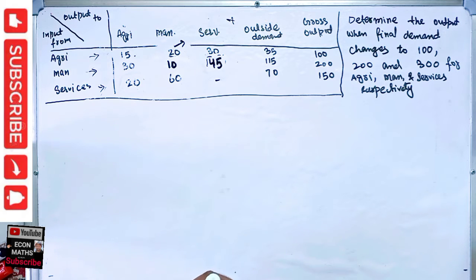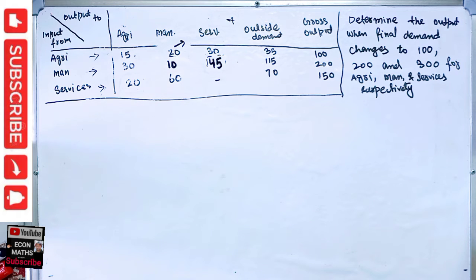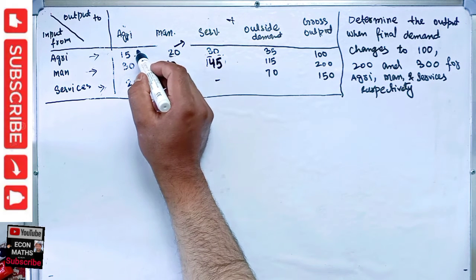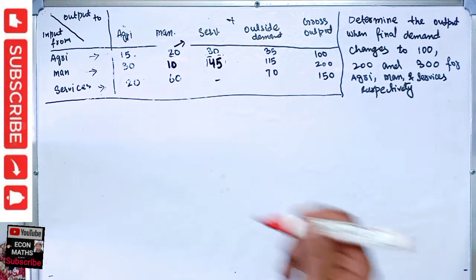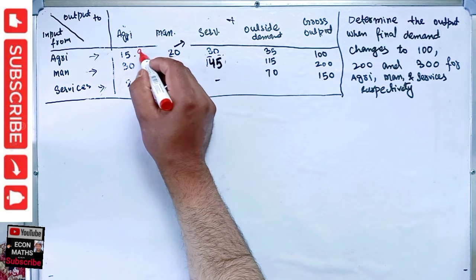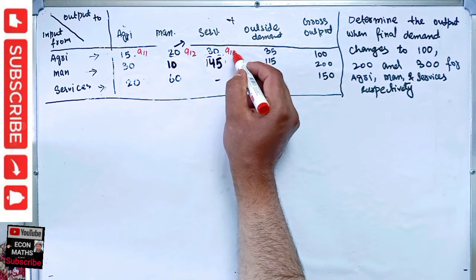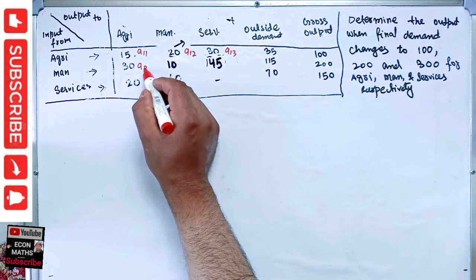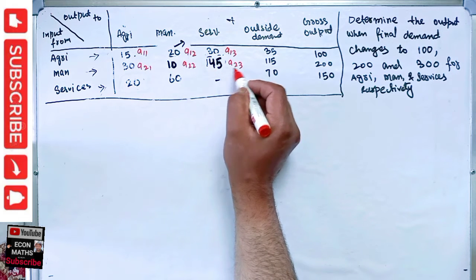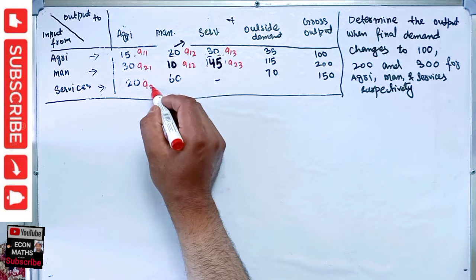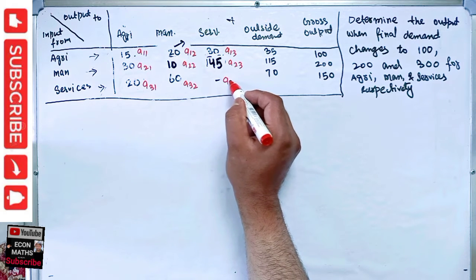First of all, what will we have to do? We will name them here. Let us say this is A11, this is A12, this is A13, this is A21, A22 and A23. Similarly, this is A31, A32 and A33.